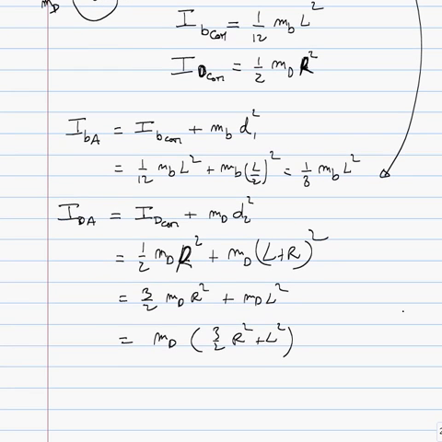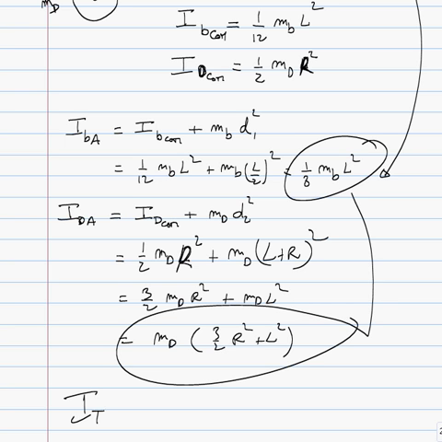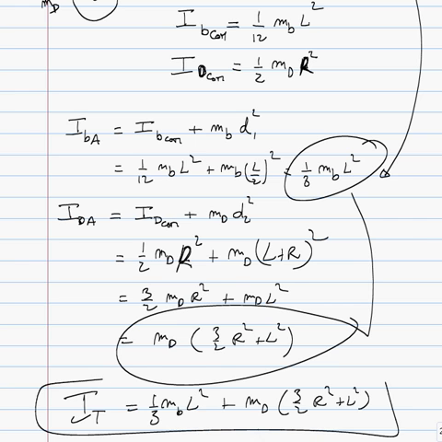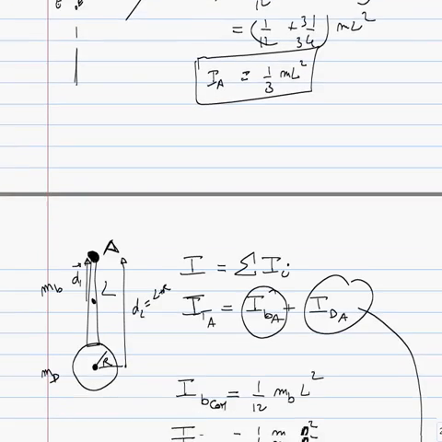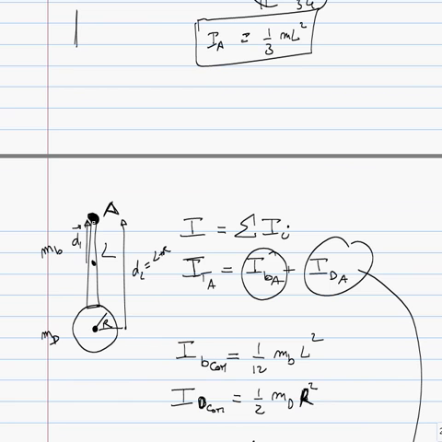Therefore, my I total is just this plus this. I total is 1/3 mb L squared plus md times 3/2 r squared plus L squared. So this will be my moment of inertia of my composite system about point A.